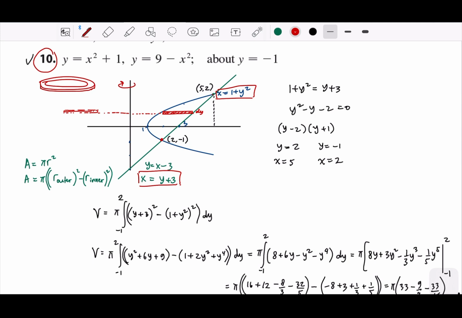Try number 10, you have y equals x squared plus 1, and then y equals 9 minus x squared, and it's rotated about y equals negative 1. Okay. First, you need to try and understand the question. Meaning, you need to get to know the region between the two curves, and try to imagine how it looks when you rotate, and then you can decide which method you want to use, and whether to use dx or dy.